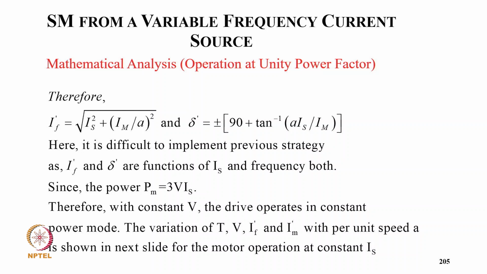Since the power PM equals 3 Vs Is at unity power factor, with constant V the drive operates in constant power factor mode. The variations of T, V, IF' and IM with per unit speed are shown in the next slide for motoring operation at constant IM.